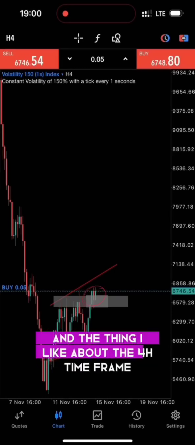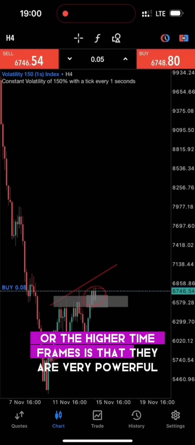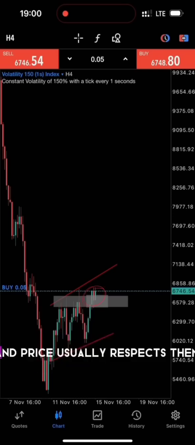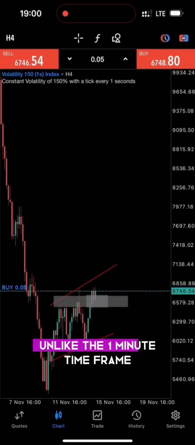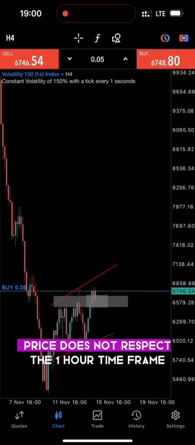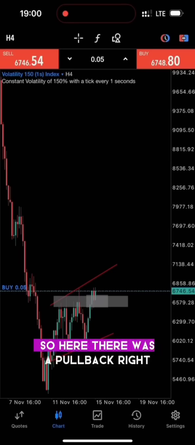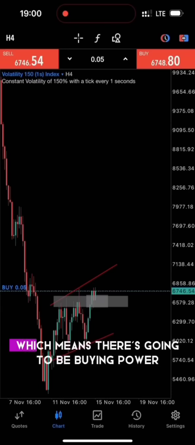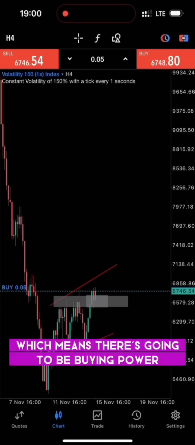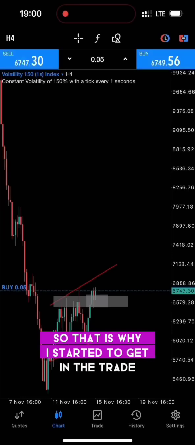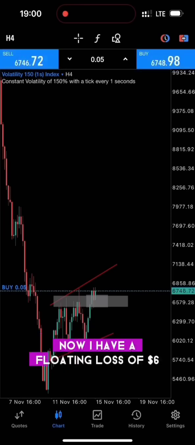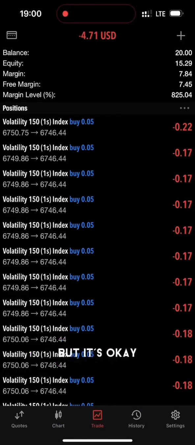The thing I like about the 4-hour time frame or the higher time frames is that they are very powerful, and price usually respects them. Unlike the 1 minute time frame, price does not respect the 1 minute, sorry. So here there was a pullback, right? Which means there's going to be buying power. So that is why I decided to get in the trade. Now I have a floating loss of $6, but it's okay.